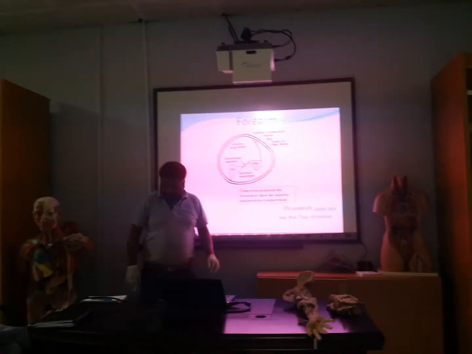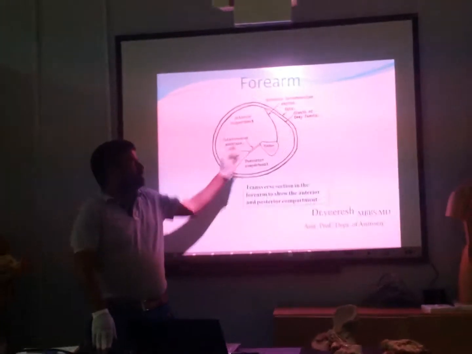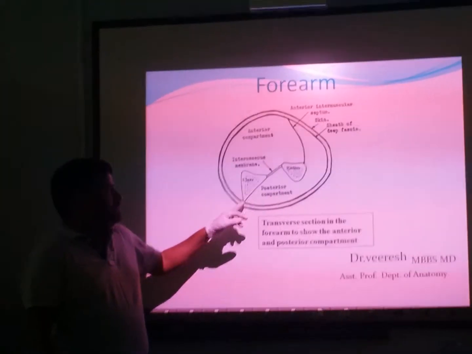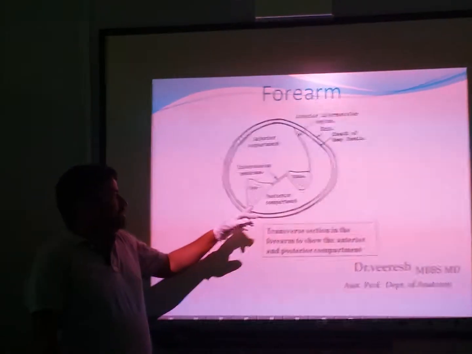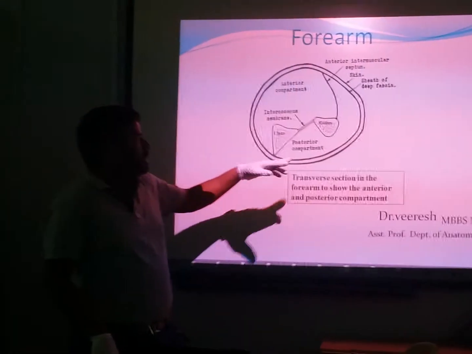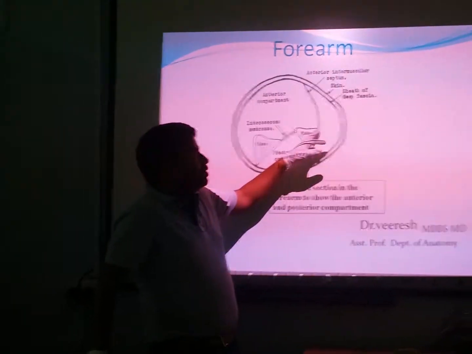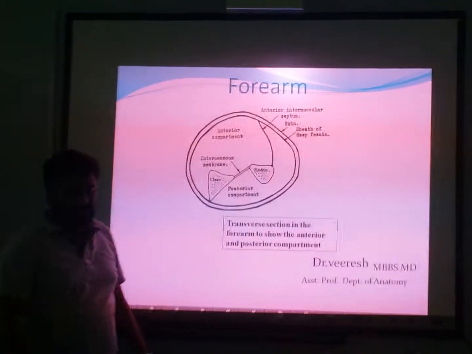Two bones are present in the forearm. There is the radius and ulna, and between them is the interosseous membrane. And you can see here the posterior border of the ulna is subcutaneous. So it is forming the medial division between the anterior and posterior compartment, whereas the fascia attached to the radius divides the anterior and posterior compartments.